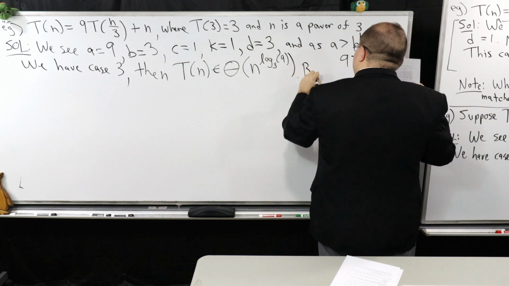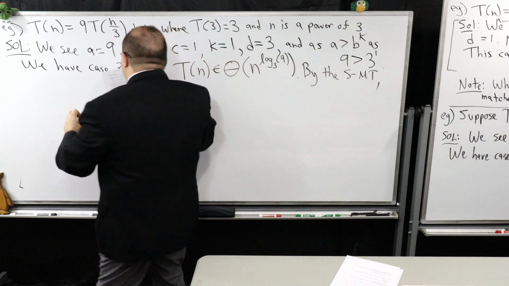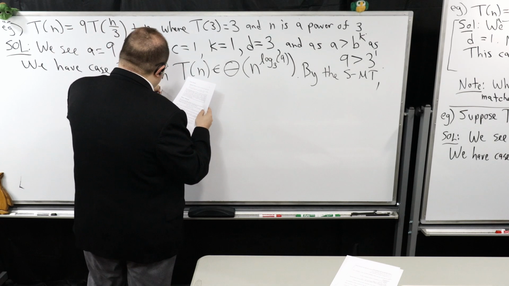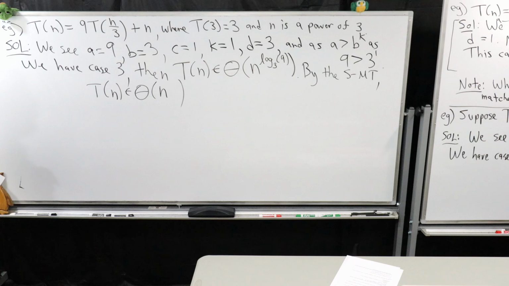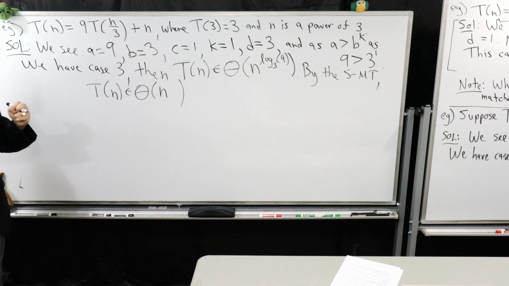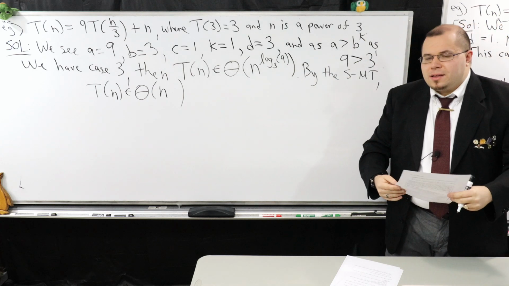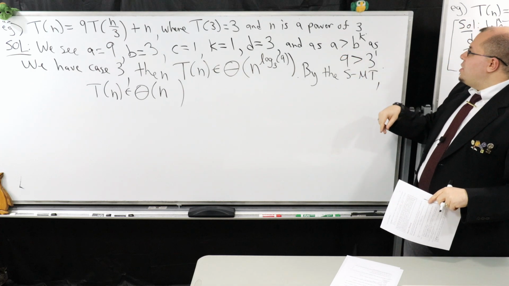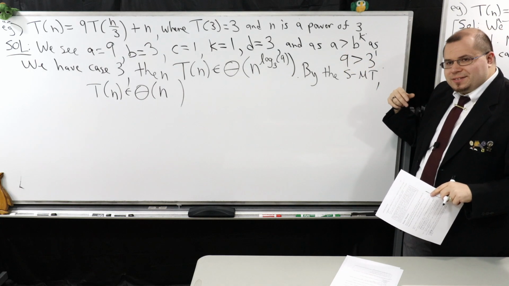And then by the simple Master Theorem, what's the final result, everybody? What is the big theta in? I'll give you a hint, it's n to the something. Why do we apply the third case? Remember, we apply the third case when A is in fact greater than B to the K. So that's when we apply the third case.